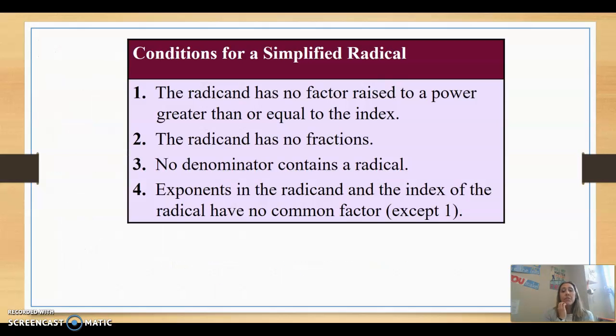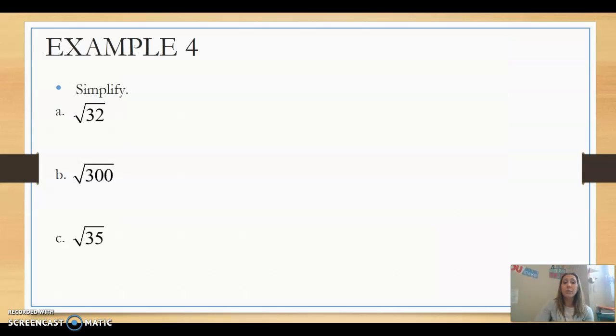The conditions for a simplified radical. So now we're going to start simplifying some stuff. So the radicand, the thing underneath the radical, has no factor raised to a power greater than or equal to the index. So we always want to write them in terms of powers. We could write them out individually. It doesn't really matter. The radicand has no fractions, and the denominator does not contain a radical, and exponents in the radicand and the index of the radical have no common factors except for 1. So that is something that we will be doing going forward. Okay, so that would look like this.